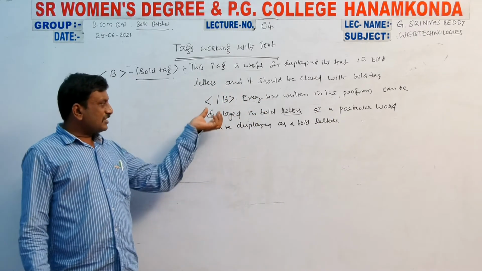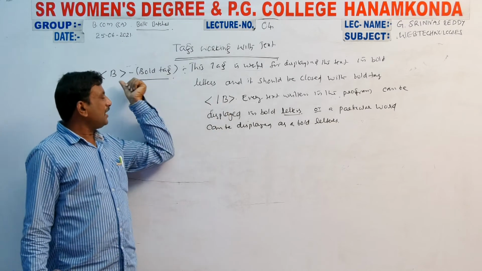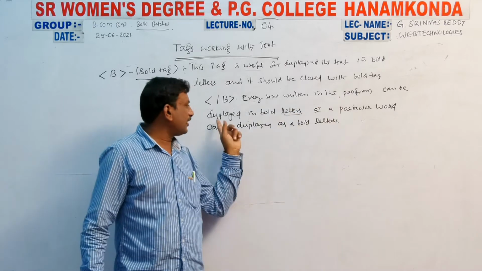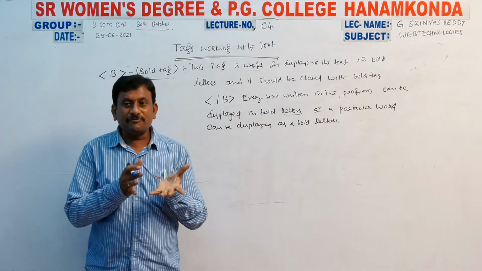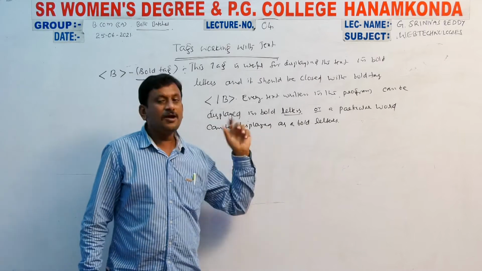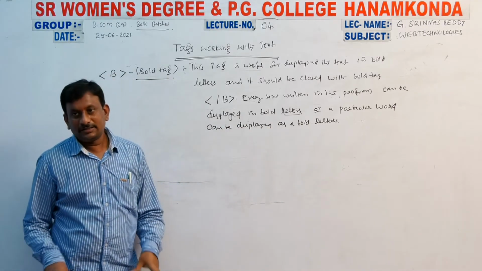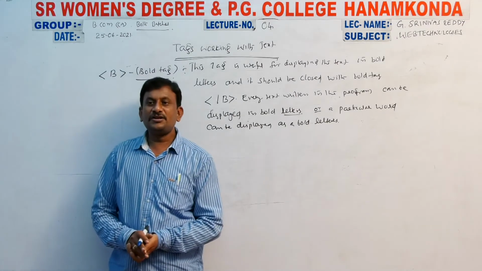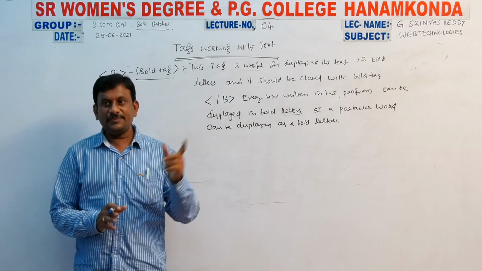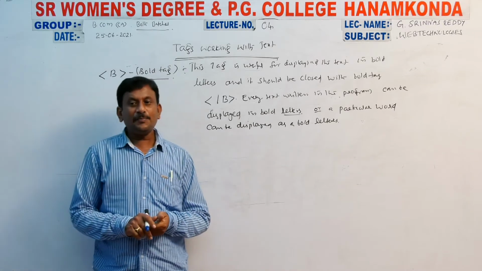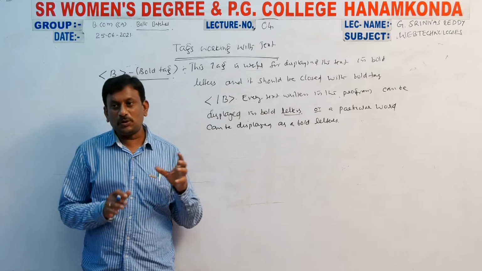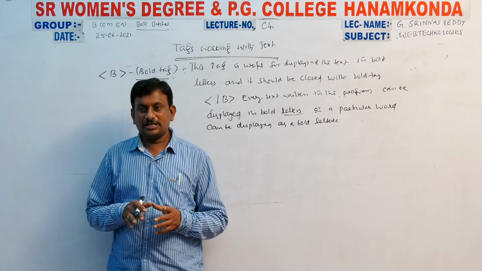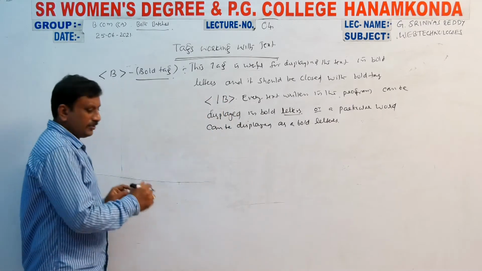For example, this program can be an implementation of B. B is for bold letters. The entire text, every text written in the program can be displayed in bold letters, or a particular word can be displayed as bold letters. This is called bold. This tag is useful for displaying the text in bold letters, and it should be closed with a bold tag /B. That is the bold tag. Example program.